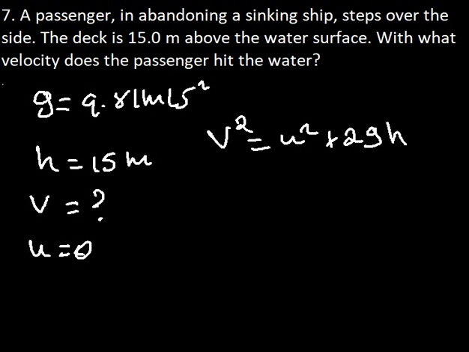We can use this one so that we can solve for the final velocity. Since the initial velocity is 0, we have the height and the acceleration due to gravity, so we can have that one. So it should be that. That is the formula to use.